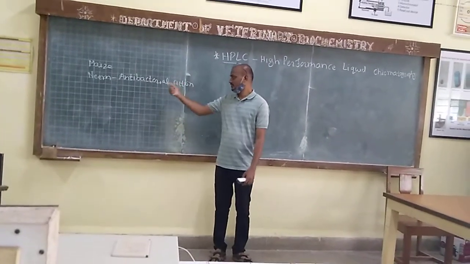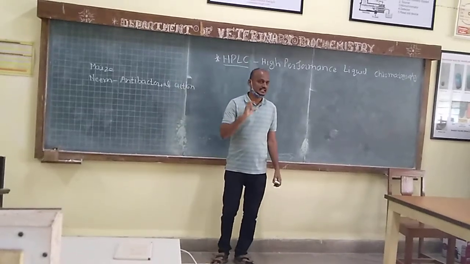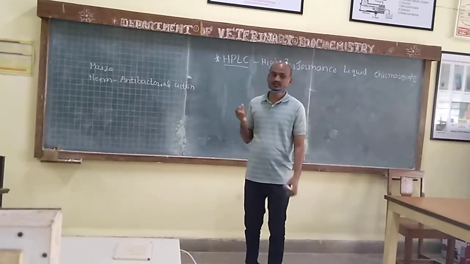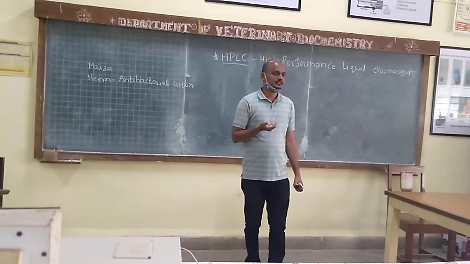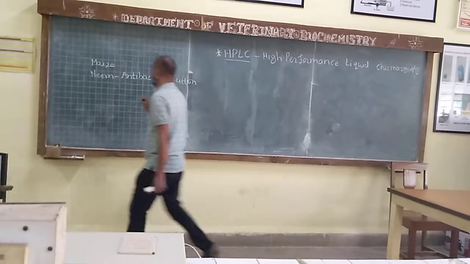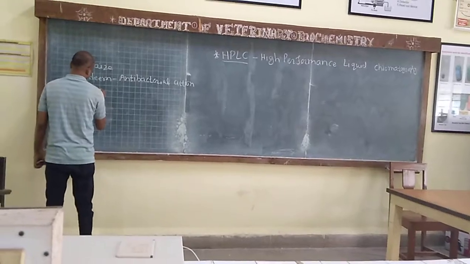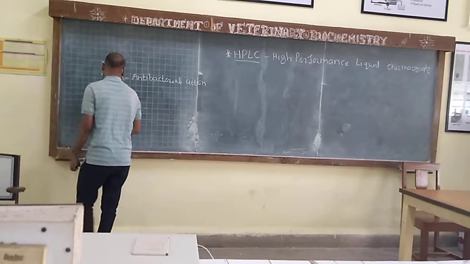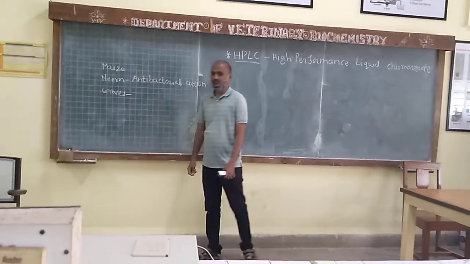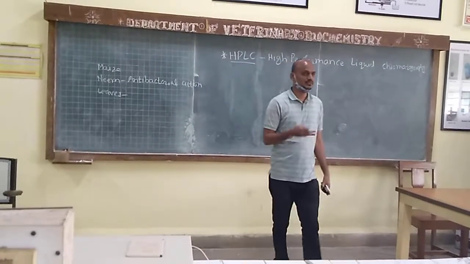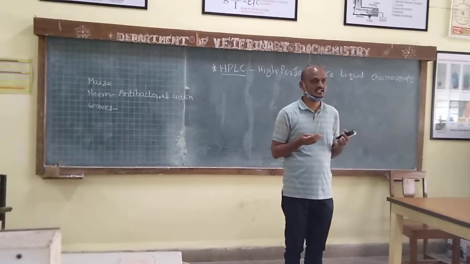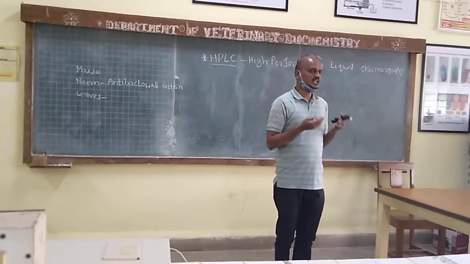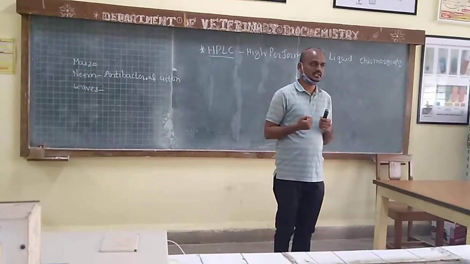So when we say neem, what do you take for neem as antibacterial? Leaves. Okay. So when we feed leaves to animal, you expect it to have some antibacterial properties. If it has a secondary bacterial infection or something, you expect the animal to get cured, right?